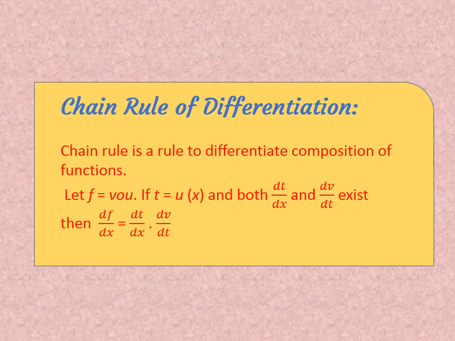So let f be a composition of v and u, v o u. We have learned about composition of functions. So differentiation of df upon dx is equal to what? df upon dx equals dt upon dx into dv upon dt, where t is a function of x. Confusing, na? I know. But when you apply this property, the sums are going to be very simple.